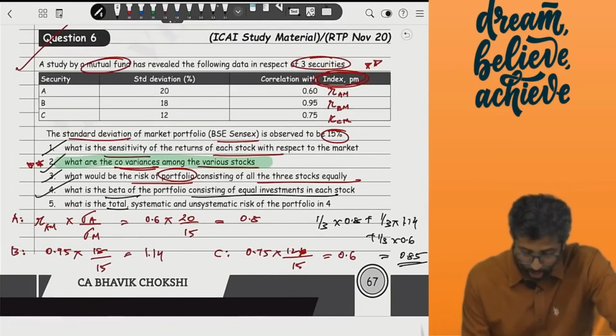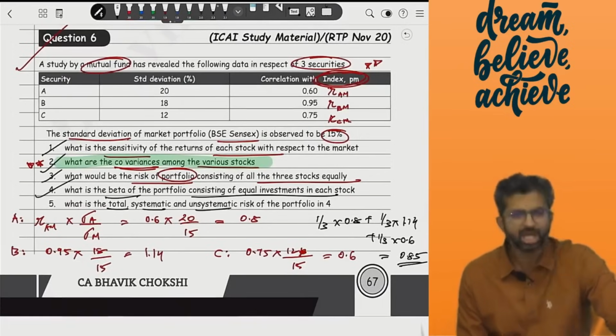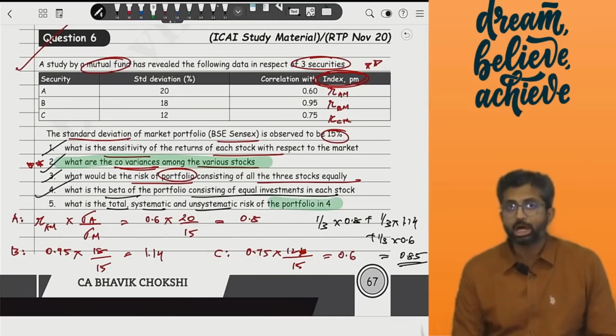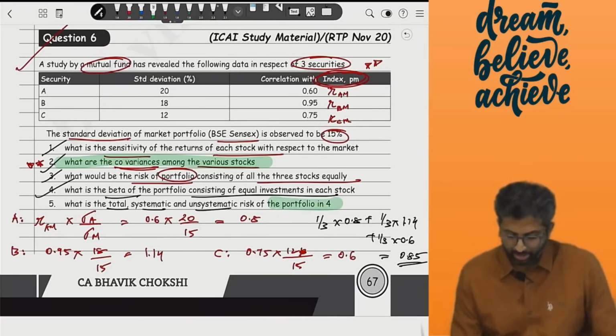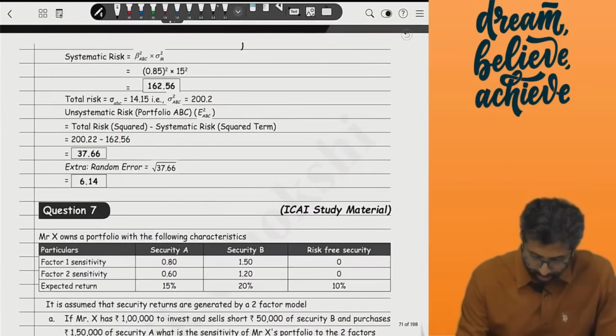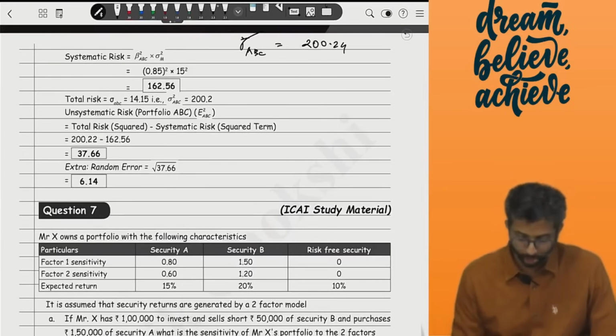And last, what is the total systematic and unsystematic risk? Sir, we found it earlier. Earlier was for a single security, now this is the portfolio. So if it is for the portfolio, your working remains the same. You will say that your total risk, for example, over here of the portfolio ABC in squared terms will be 14.15 squared, that is around 200.24.